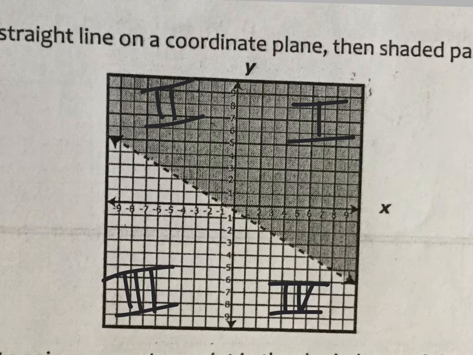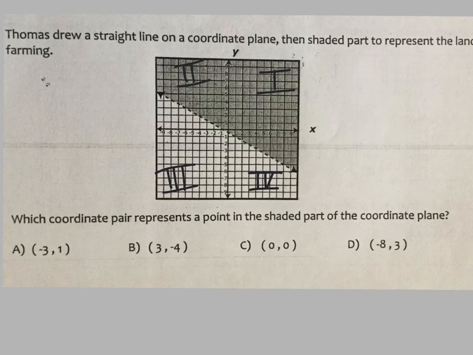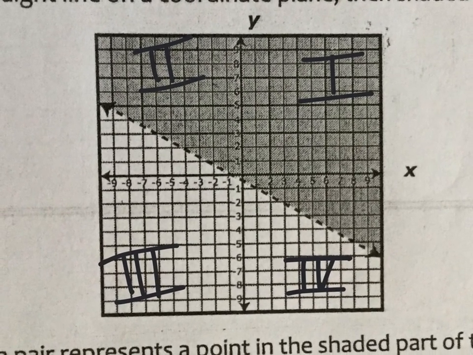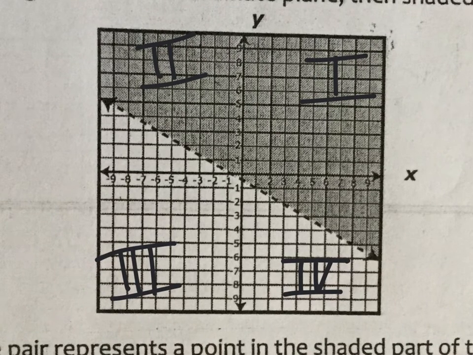Which coordinate pair represents a point in the shaded part of the coordinate plane? Well, it looks like what we're going to need to do is take a look at each answer choice and graph those ordered pairs. So starting with A, (-3, 1). Well, let's zoom in a little bit. (-3, 1). If I start at the origin and I go left to -3 and up to 1, it looks like I'm just short of the line. I'm still not in the shaded area. So not A.